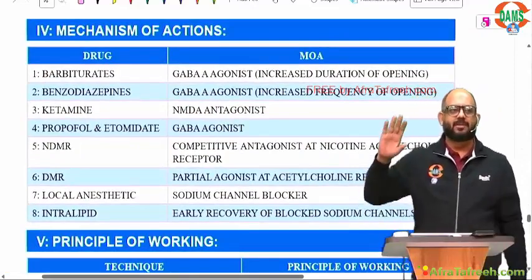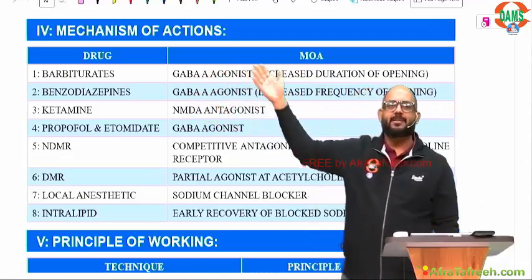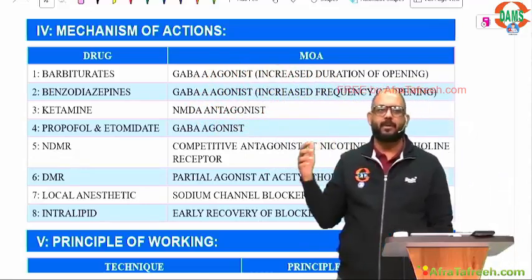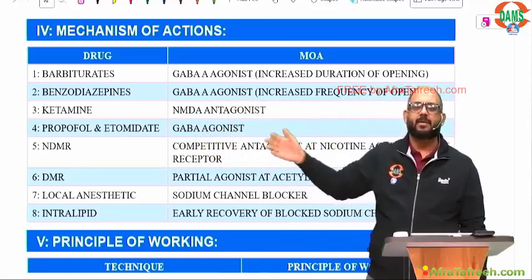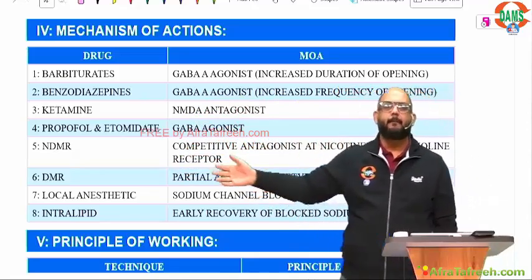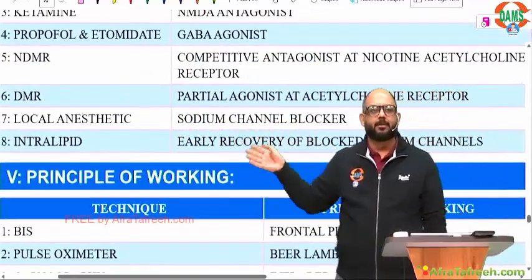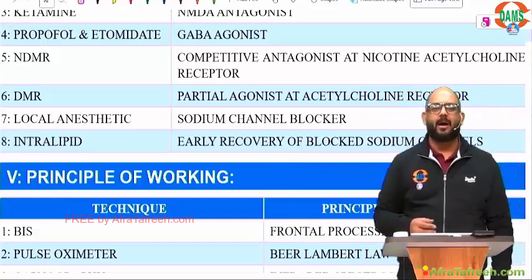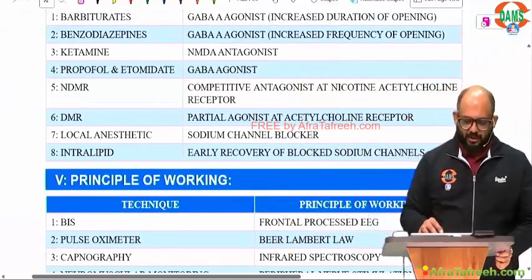Now mechanisms of action are very, very important. Barbiturates and benzodiazepines both act on GABA A, but barbiturates increase the duration of opening, while benzodiazepines increase the frequency of opening. Ketamine, NMDA receptor antagonist. Propofol and etomidate, GABA agonists. NDMR, competitive antagonist at nicotinic acetylcholine receptors. DMR, partial agonist at acetylcholine receptors. Local anesthetics are sodium channel blockers, and intralipid mechanism is early recovery of blocked sodium channels by decreasing cardiac bupivacaine concentration. Very straightforward, very high yield table for you. Just go through it 3-4 times.